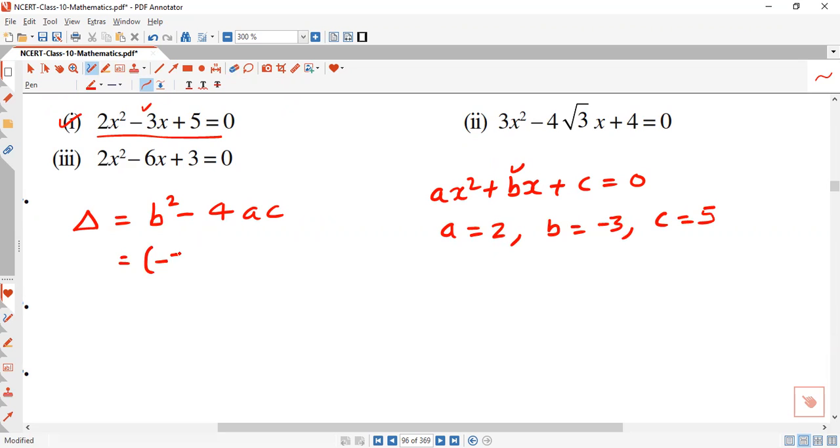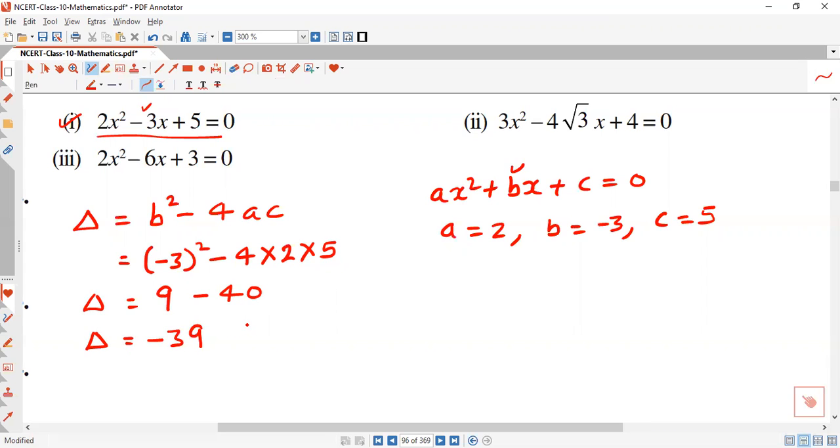Discriminant: minus 3 square minus 4, the value of a is 2, the value of c is here 5. Minus 3 square, minus square means plus, so it is a plus sign, 9. 3 into 3, 9. Minus 4 into 2 into 5: 5 twos are 10, 4 tens are 40. Minus 40. You see delta comes out minus 39.